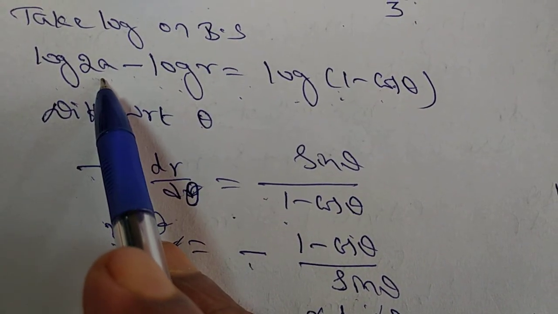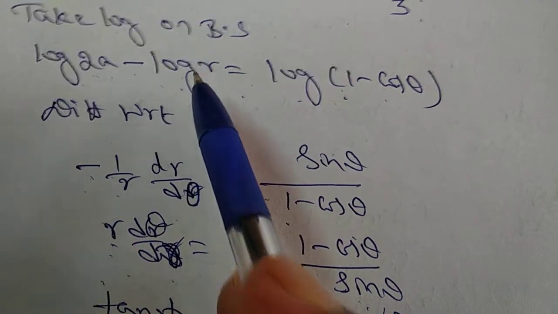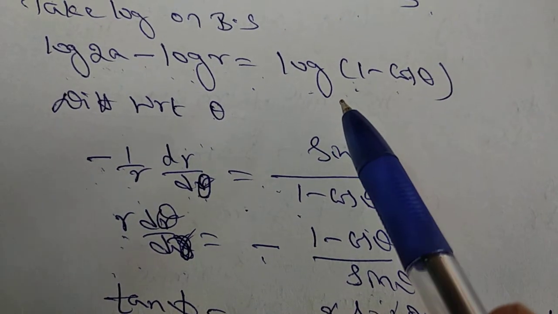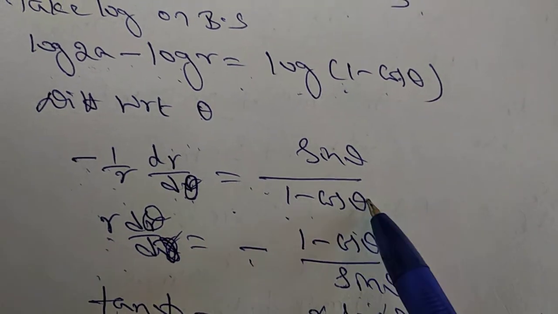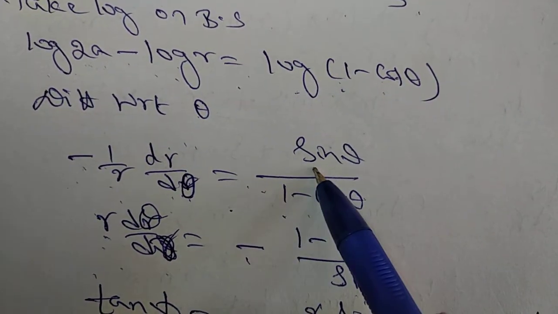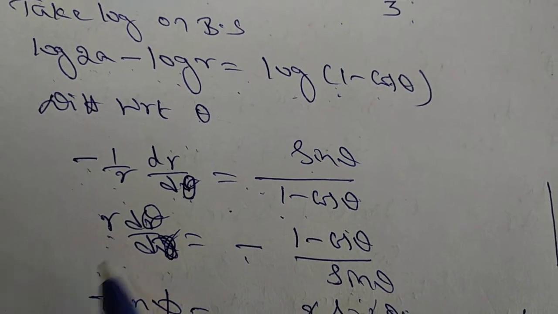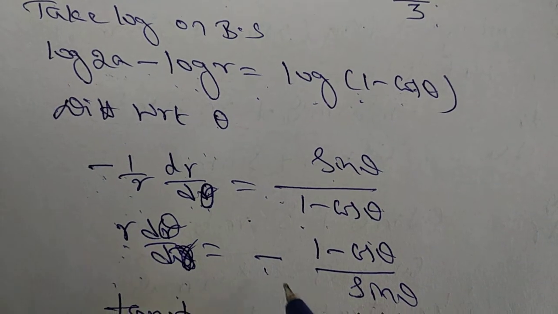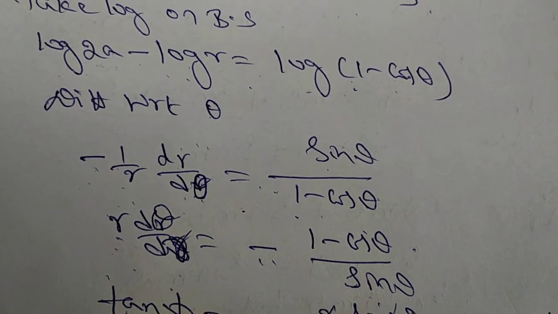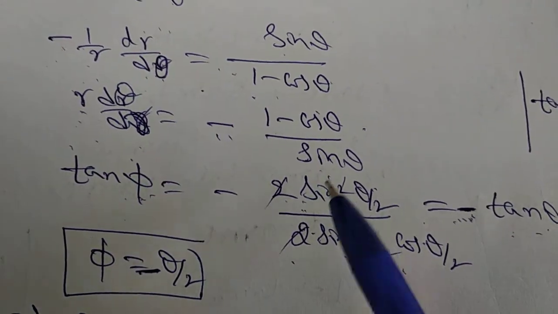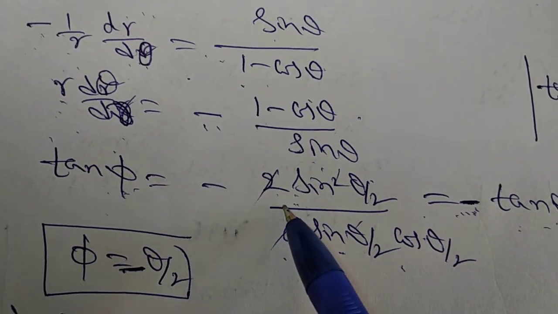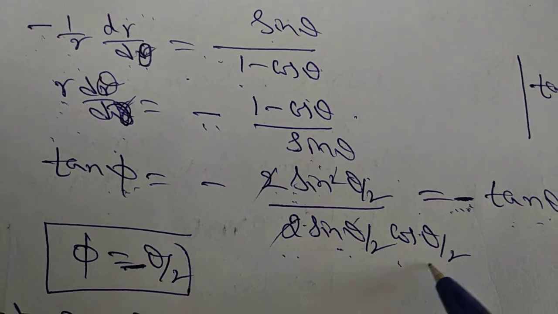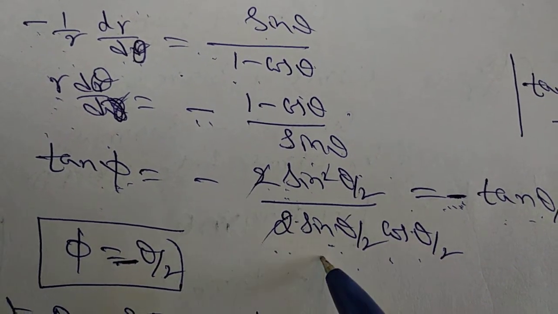So 2a is a constant, that becomes 0, minus. So for log r, 1 by r, differentiated with respect to theta, means dr by d theta, is equal to the log differentiation: 1 over 1 minus cos theta, and the differentiation of minus cos theta is plus sin theta. Now you take the reciprocal and multiply by minus sin throughout. So r into d theta by dr is equal to 1 minus cos theta divided by sin theta. We know that 1 minus cos theta can be written as 2 sin square theta by 2, and sin theta can be written as 2 sin theta by 2 into cos theta by 2. So the 2 cancels, and one sin theta by 2 cancels.